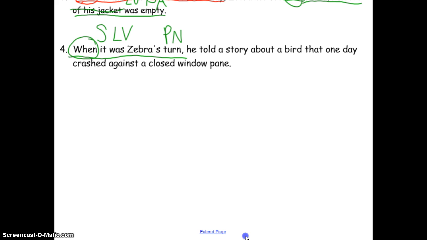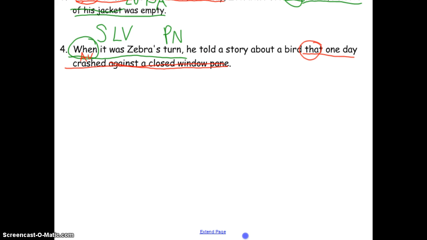All right, there's another dependent clause. Taylor. He told a story about a bird that one day crashed against a window pane. Good. That one day crashed against a window pane. All right, anything you can get rid of? Okay. Now I'm going to tell you this is a tricky one. Can you just tell me where the verb is? Crashed. What kind of verb is it? Action verb. Go ahead and label it, and then I'll do the rest.